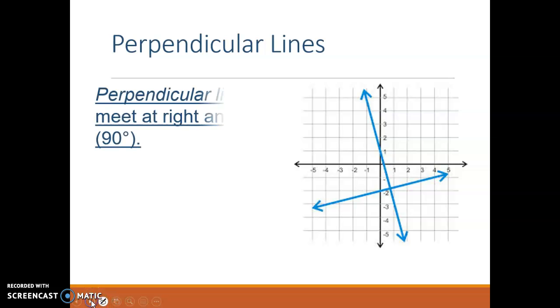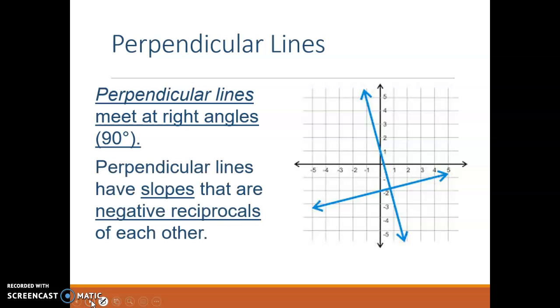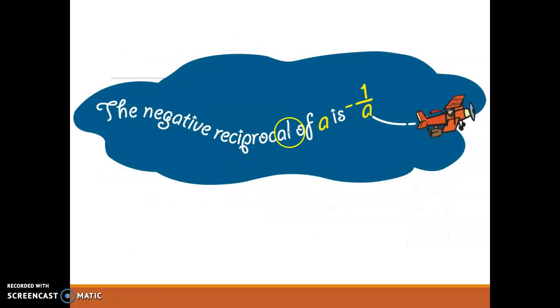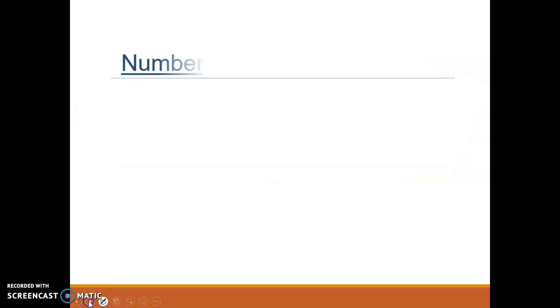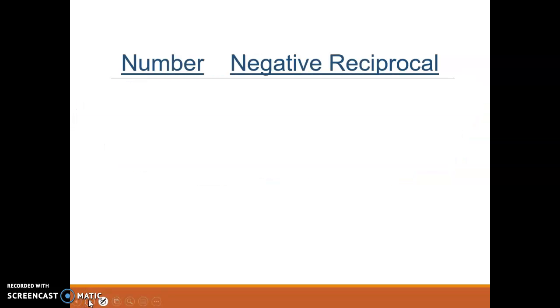Now, perpendicular lines have a little bit different slope. Perpendicular lines meet at right angles, or 90 degrees, and their slopes are negative reciprocals of each other. The negative reciprocal of a is negative 1 over a. So we take this and we put it at the bottom of our fraction with 1 at the top, and we change the sign. Let's try a few negative reciprocals really quickly before we get into a slope problem. If your number is 8/5, your negative reciprocal would be negative 5 over 8. If your number is 9, your negative reciprocal would be negative 1/9.